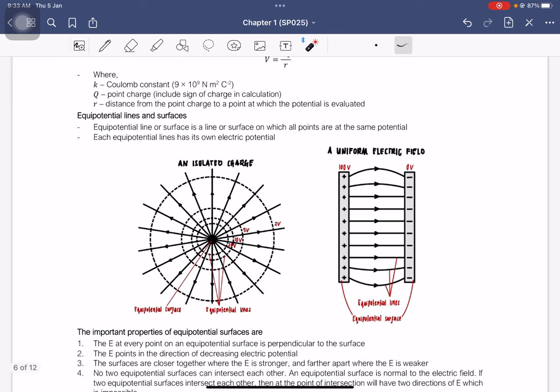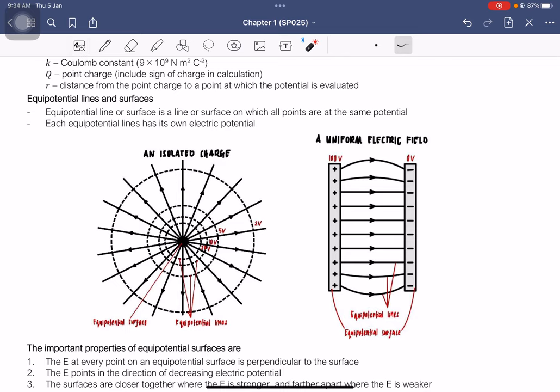Alright, so equipotential lines and surfaces. So these are where all points have the same potential lah, okay? And each equipotential line has its own electric potential. So if you look at an isolated charge, these are the equipotential lines, which each of these has its own electric potential lah. So this is 2 volt, 5 volt, then makin dekat dengan the charge, makin besar lah the value. Makin jauh, makin kecil.